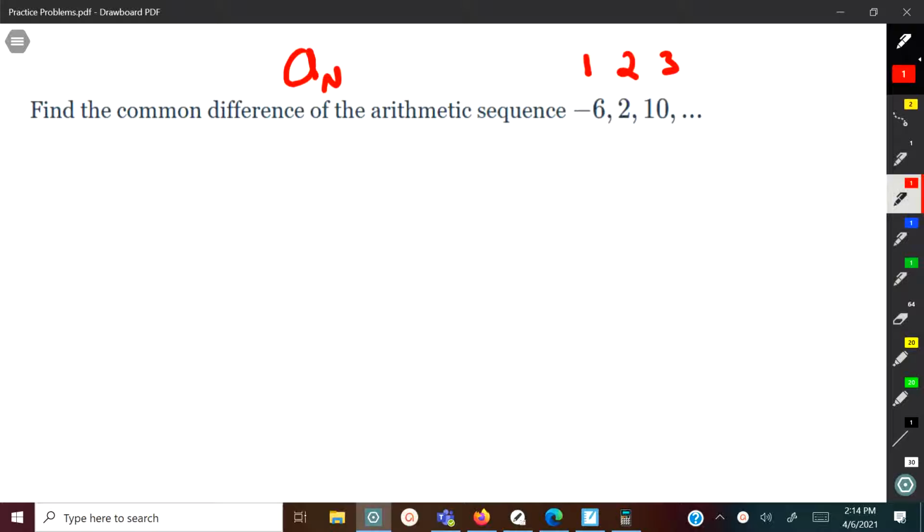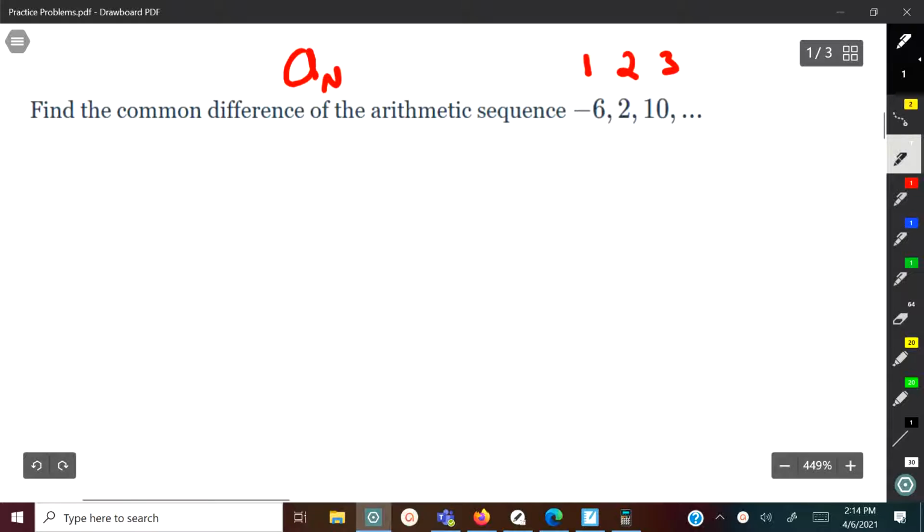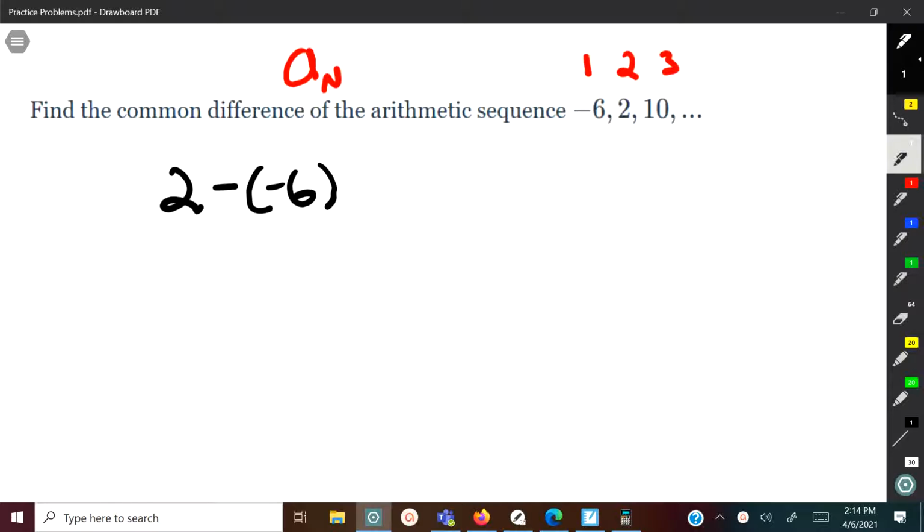But now all we want to do is find the common difference. So we're going to take the second term in the sequence, 2, and subtract from it the first, which is -6. When you get these two negatives here like that, they become plus, and 2 plus 6 is 8. And since they tell us it's an arithmetic sequence, then you know the answer is 8.